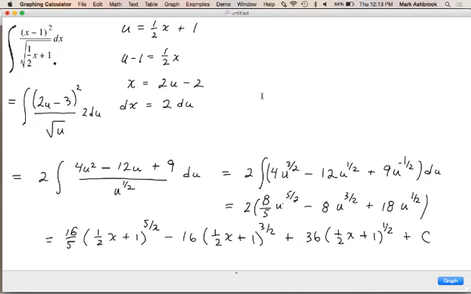Okay, so now suppose that this was a definite integral. So let's think about a definite integral. Suppose this was the integral from 7 to 10, okay?